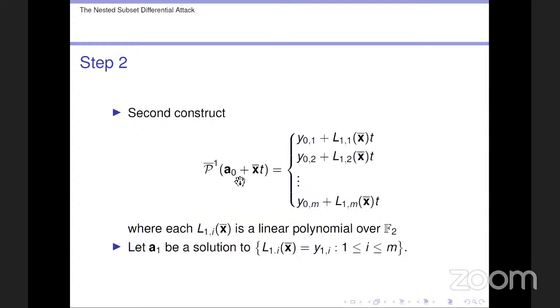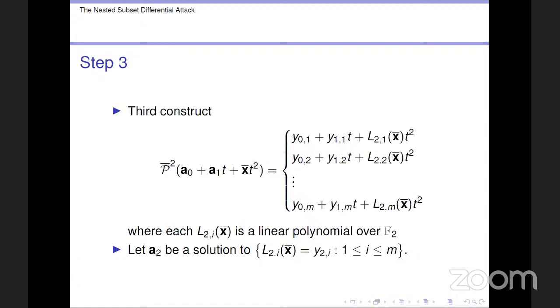Second, we take that solution over f2 and we add an unknown differential x bar t. And when you do the arithmetic, you'll get the original y's that you solved for beforehand, plus some linear terms multiplied to t to the power of 1. And these are easy to solve, so we're going to let A1 be a solution to that linear system. The third step is basically exactly the same, except now we're adding a new differential x bar t squared. And this will get us linear terms for the t to the power of 2. We again let A2 be a solution to that system.